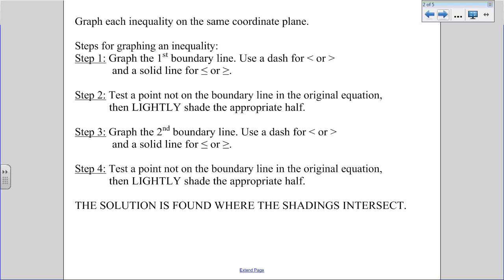All right, so we need to graph each inequality on the same coordinate plane. Just like when I give you a system of equations, you put both equations on the same graph. We're going to do the same thing here. So we're going to graph the first boundary line. Remember to use a dashed line if it's just less than or greater than. Use a solid line for less than or equal to or greater than or equal to.